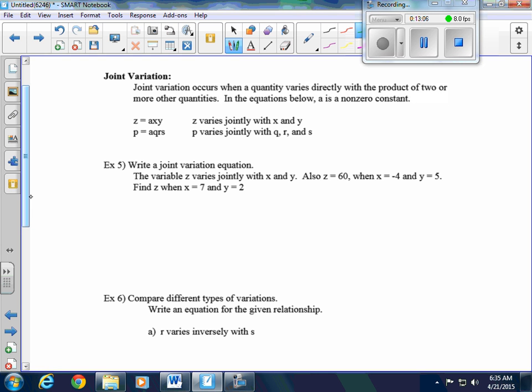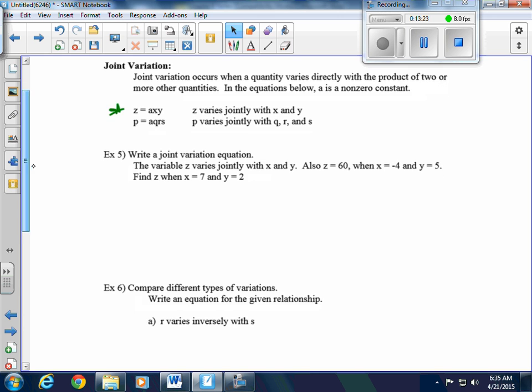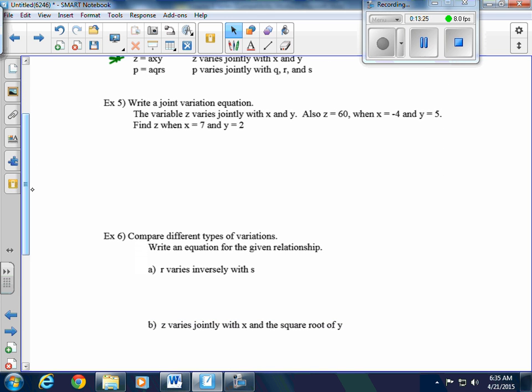So in this example, it says Z varies jointly with X and Y. In the example below, it says P varies jointly with Q, R, and S. So now when we look at example 5, we're going to do it exactly the same way as we did the inverse variations and the direct variations. We're going to write our equation.